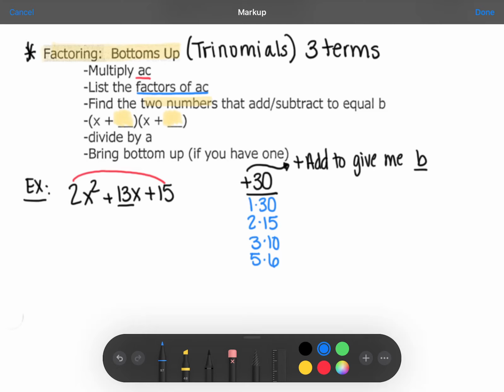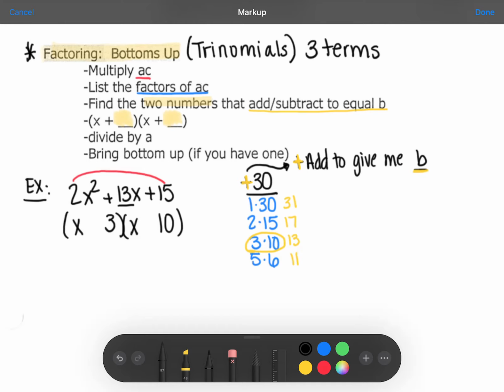So now, because I have this plus sign, I need to find numbers that are going to add to give me my B value. So I'm looking for my 2 numbers that are going to equal my B value, in this case 13. So when I add, I get 31, 17, ding, ding, ding, 13, and 11. So my 2 winning numbers are 3 and 10. So now I'm ready to set up my houses. And I got my X and my X in each house, and my winning numbers are 3 and 10.